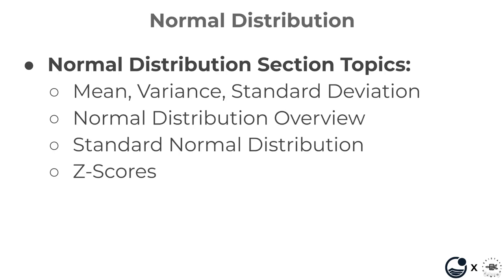So what are we going to cover in this section? We'll have a discussion of mean, variance, and standard deviation as they pertain to the normal distribution. Then we'll have a deeper dive into the normal distribution, otherwise known as a Gaussian distribution. Then we'll talk about the standard normal distribution, which is a specific case of a normal distribution. And then finally, we'll talk about z-scores, which allow us to actually use a normal distribution to calculate probabilities.